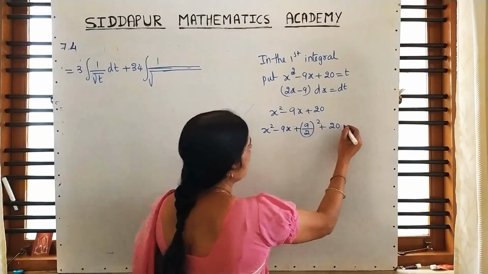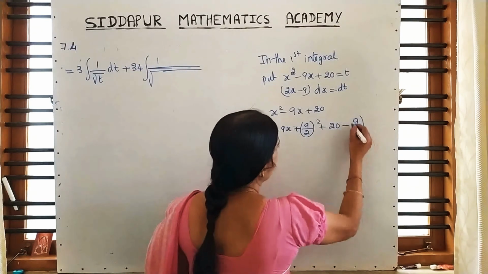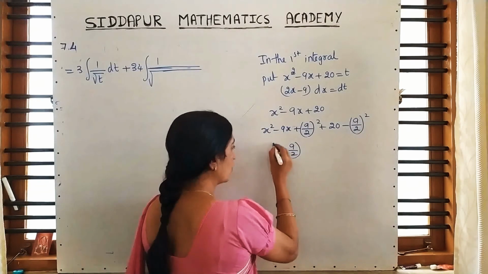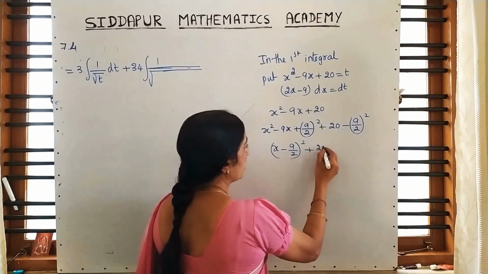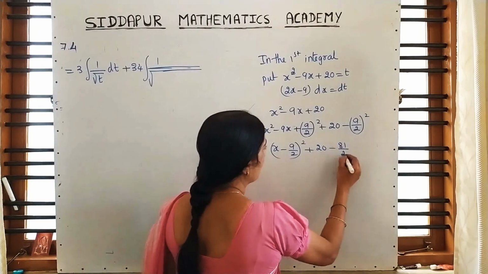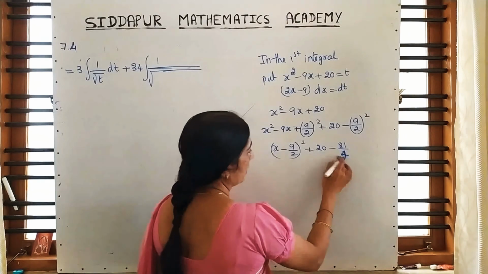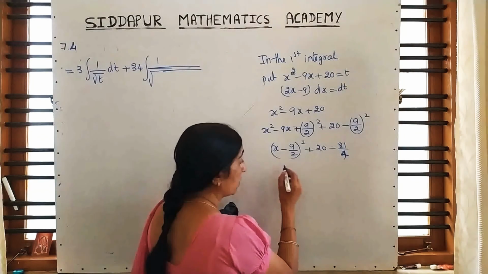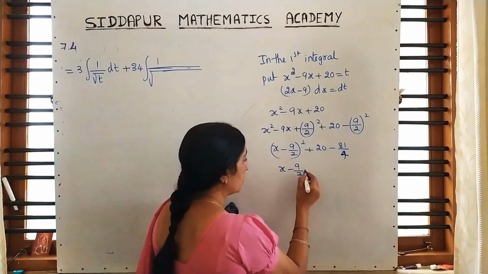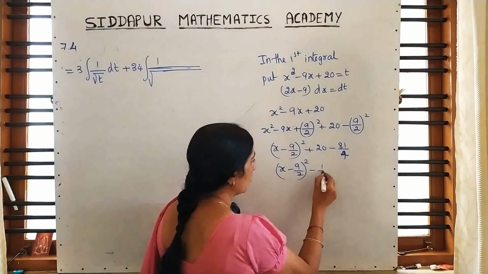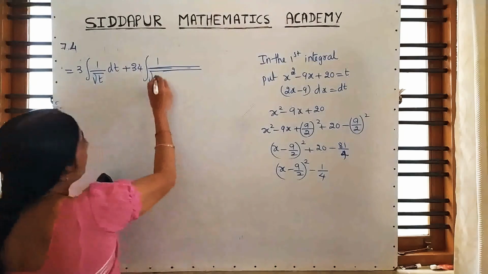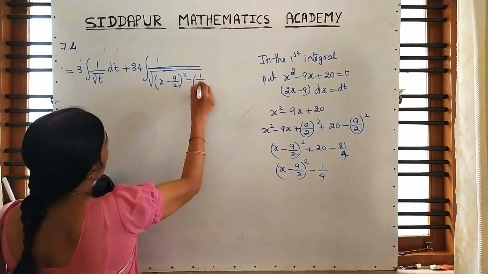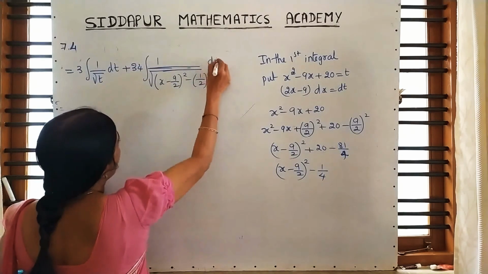Plus 20 minus 9 by 2 whole square. This is x minus 9 by 2 whole square plus 20 minus 81 by 4. Take the LCM. 20 into 4 is 80, 80 minus 81 is minus 1. So x minus 9 by 2 whole square minus 1 by 4. So it is x minus 9 by 2 whole square minus 1 by 2 whole square into dx.